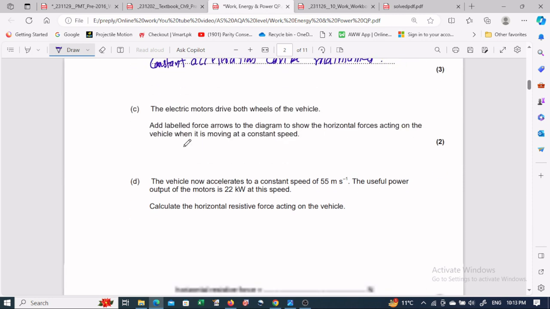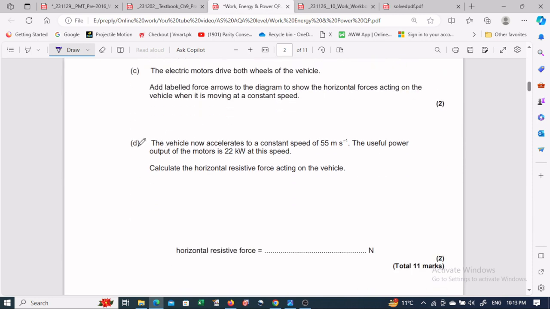Now for part D, the vehicle now accelerates at a constant speed of 55. So our speed becomes 55 meter per second, and the useful power is 22 kilowatt. First of all, we have to convert this kilo into thousand, so 20,000 watt. So what is the resistive force? We have to find the force.